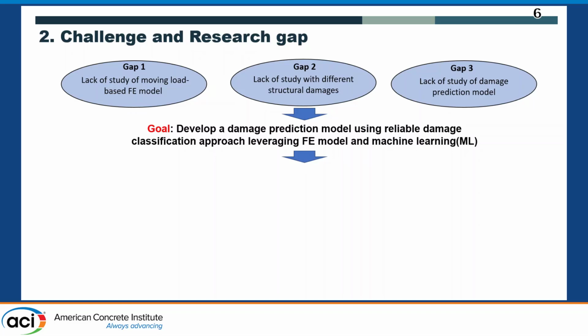The second gap is we lack study of different severity in the actual moving load model. The third gap is that we want to know how we can do the damage prediction, and we also lack study of this. And also we lack study comparing different machine learning algorithms for different damage.